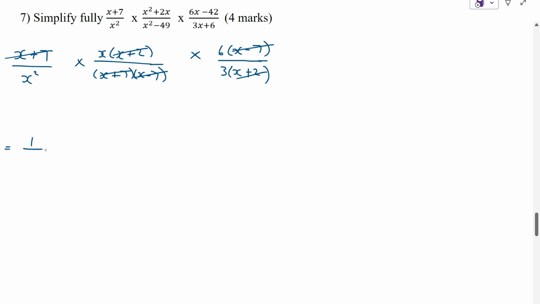So here we've got 1 over x squared multiplied by x, just over 1, multiplied by 6 over 3, which is just 2. Okay, so let's multiply the numerators together and the denominators together. 1 times x times 2 is 2x over x squared. And using the laws of indices, we can simplify this further to give us 2x to the power of minus 1.